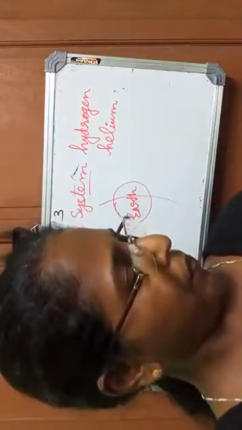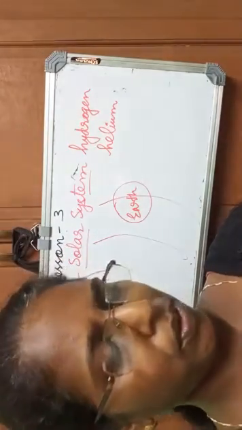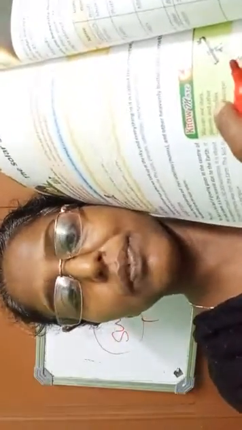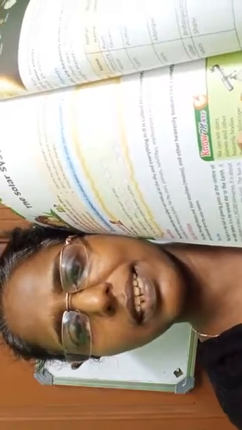And see, we can see stars, planets and other heavenly bodies through a telescope. This is the instrument which we use to see heavenly bodies, stars, planets, etc.